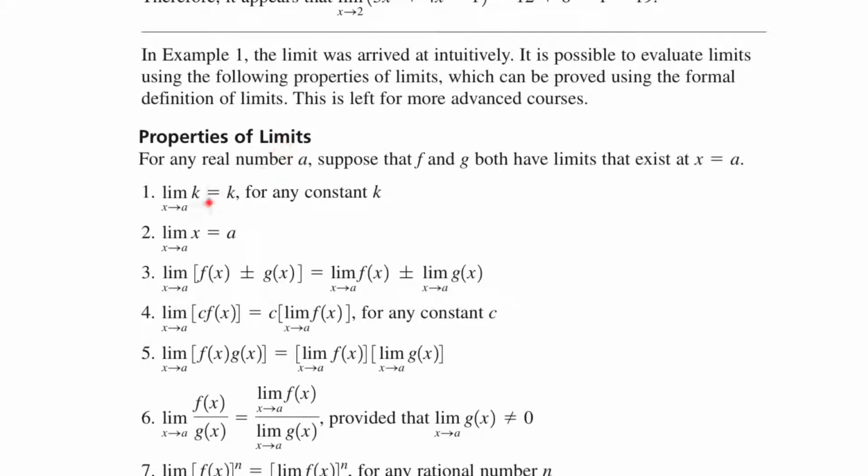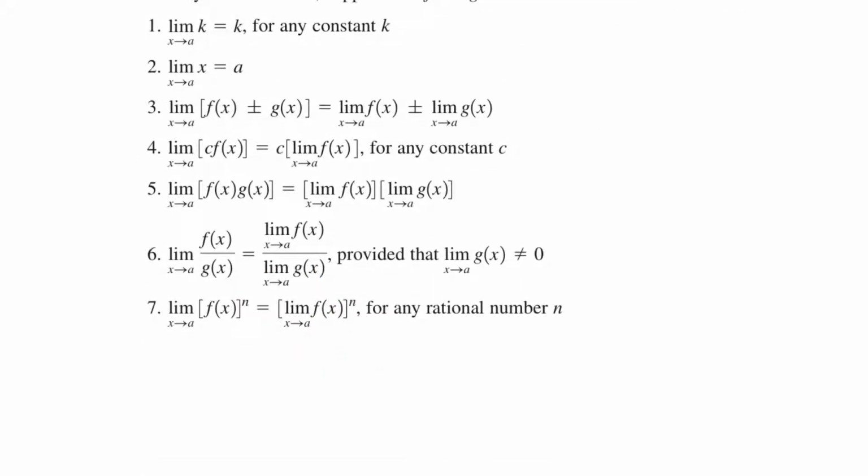Properties of limits. The limit of k as x approaches a is k for any constant k. The limit of x as x approaches a is a. The limit of f of x plus or minus g of x as x approaches a is the limit of f of x as x approaches a plus or minus the limit of g of x as x approaches a. When c is a constant, the limit of c times f of x as x approaches a is c times the limit of f of x as x approaches a.